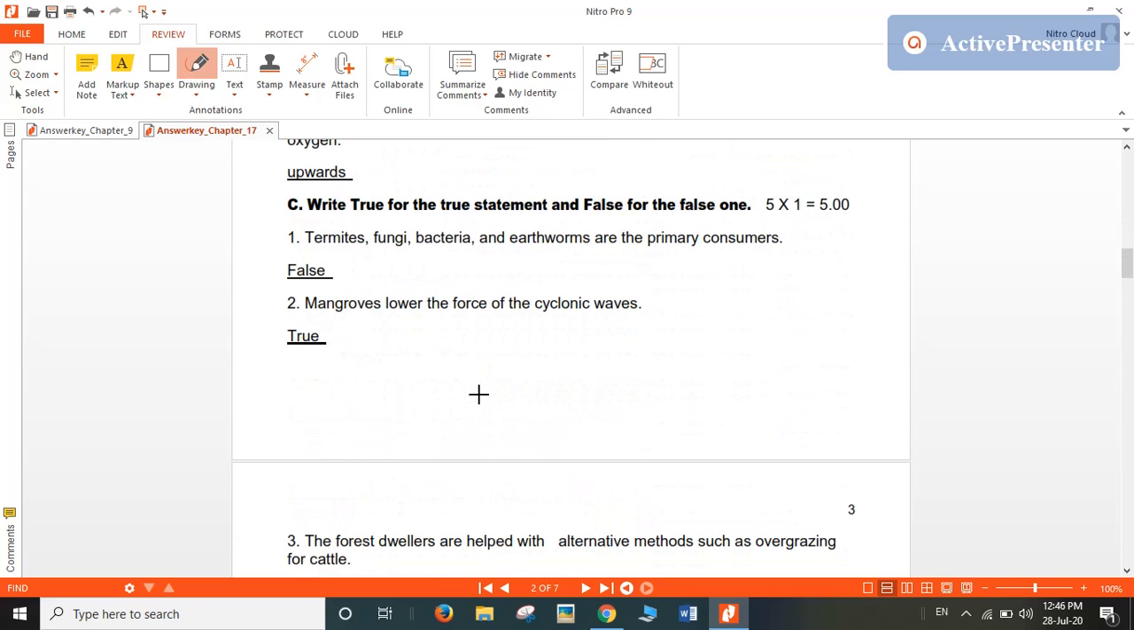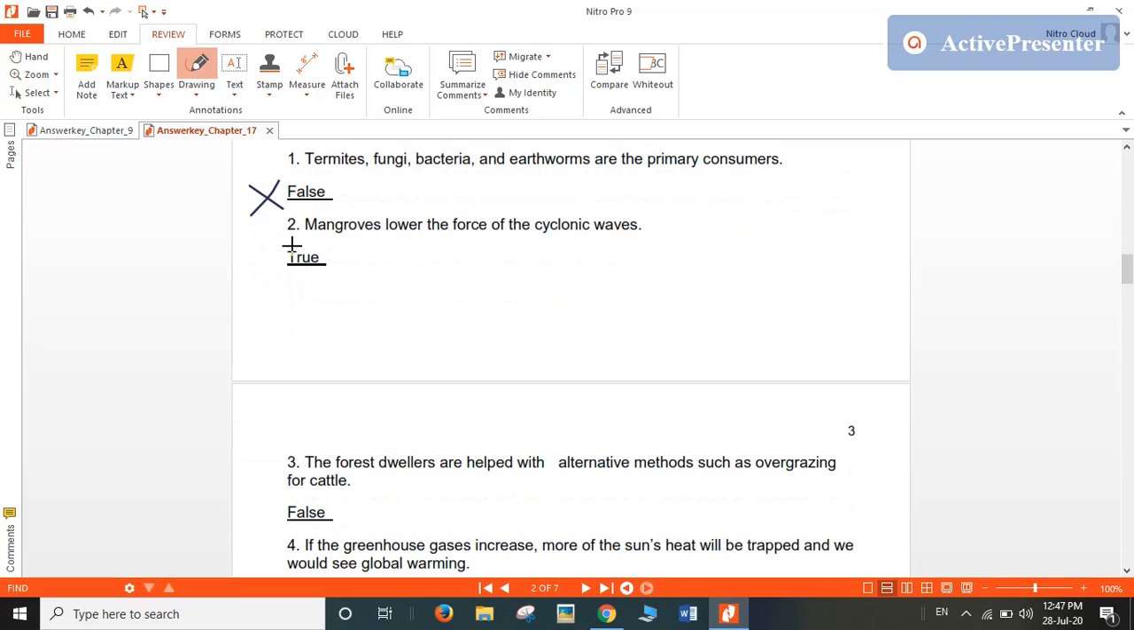Now the next exercise is write true for the true statement and false for the false one. Termites, fungi, bacteria and earthworms are the primary consumers. No, they are not primary consumers, they are decomposers. So this statement is false. Next, mangroves lower the force of cyclonic waves. Yes, because they are found in coastal areas and they lower down the force of cyclonic waves. So this statement is true.